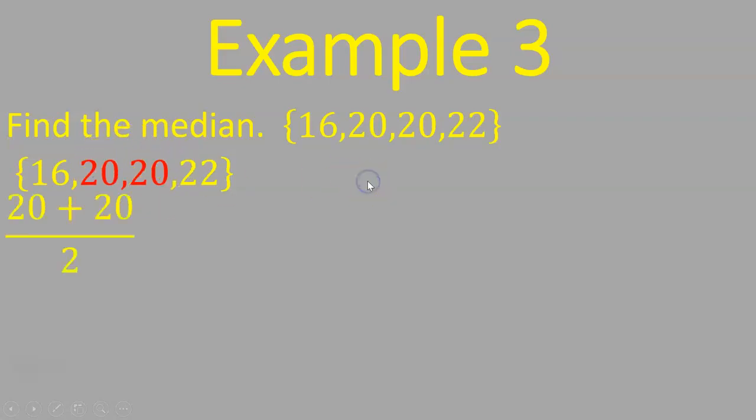Okay, again, same 4 numbers. Here we have an even amount, 1, 2, 3, 4. So I highlight the middle 2 and I take the average. So I average the middle 2. That is, again, add them up and divide by how many you have. I'm averaging 2 numbers, so I divide by 2. So the median here is 20.